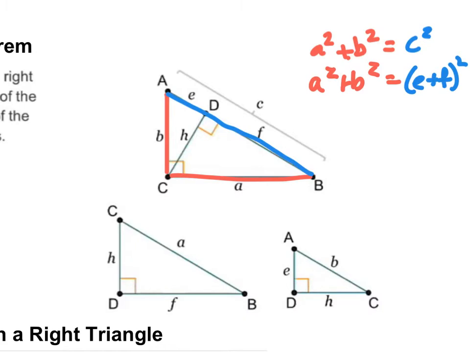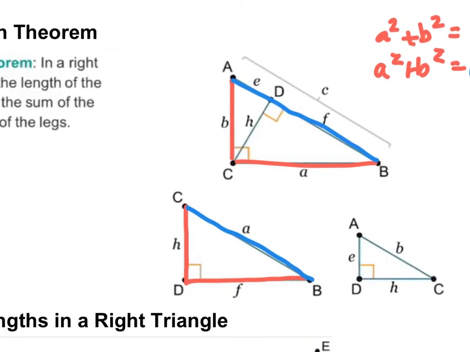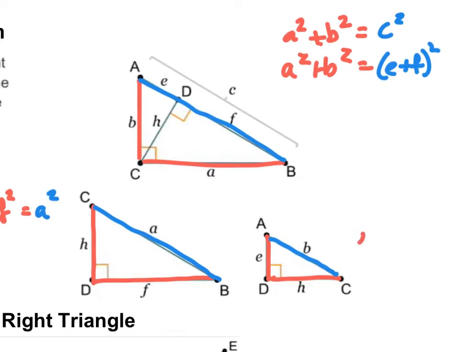Down over here, if I were to highlight my legs and the hypotenuse, then I would get that h squared plus f squared is equal to a squared, okay? And then down here, same thing. If you wanted to set it up, here are your legs, here's your hypotenuse. You would then come over here and say e squared plus h squared is equal to b squared, okay? So if you just wanted to set those up.